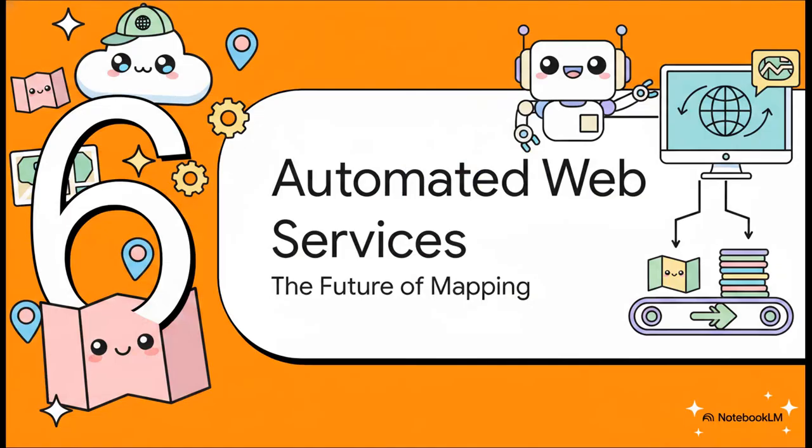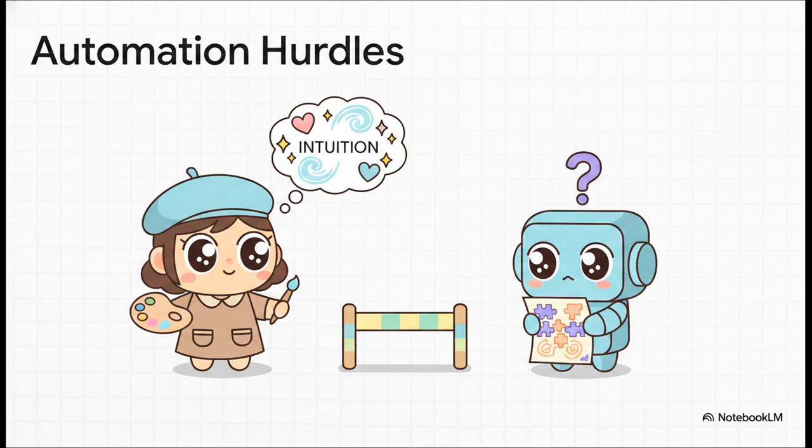Which brings us to our final topic, Section 6, the future, automated web services. Building a fully automated, on-the-fly generalization process is basically the holy grail of web mapping, but there are massive hurdles. Historically, we just lacked formal models. Cartographic knowledge is super ambiguous. Cartographers have always relied heavily on human intuition and an eye for aesthetics.